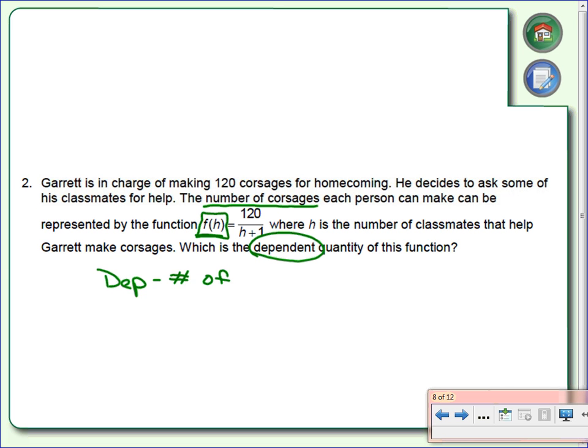So we're going to write that down for the dependent. Number of corsages. Whenever it has that, it shows you the number of corsages, just write it. And usually it's going to tell you right in the statement. Now, they could have also asked you for the independent. So I'm going to go ahead and write that one down because you're going to need to know what it is. Had they asked me for the independent, that would have been the x. Or in our case, instead of x, they used the letter h. Did they tell us what the h stands for? Yep, it says right here, h is the number of classmates.